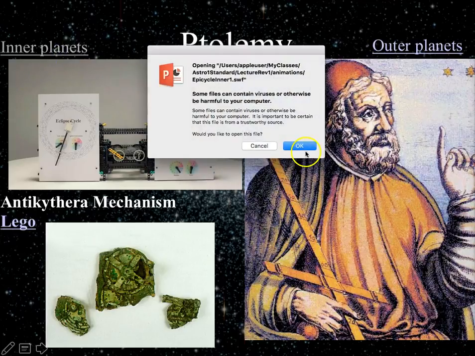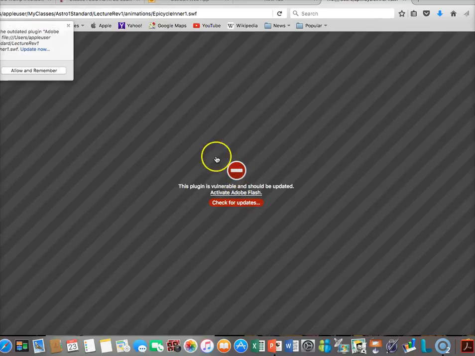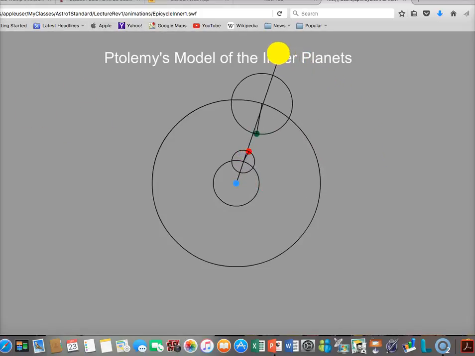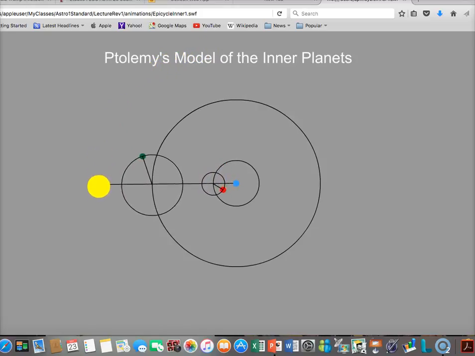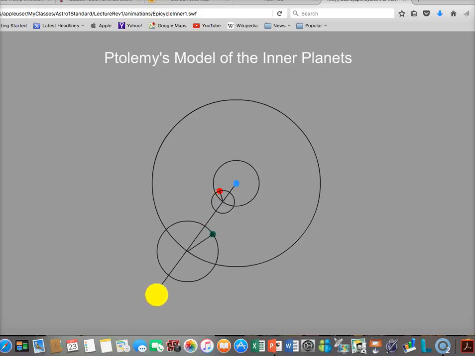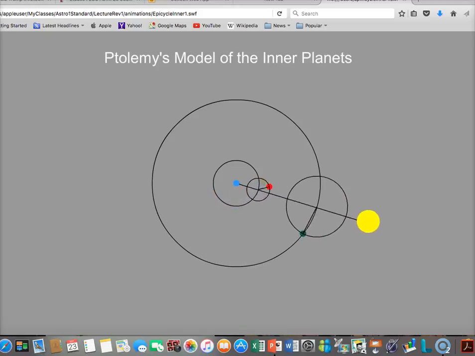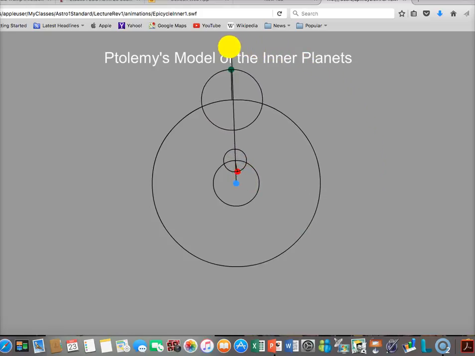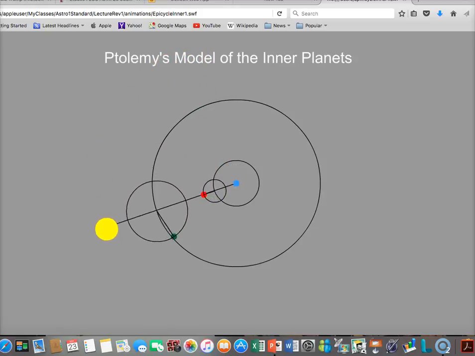Now, if I take a look at some of the inner planets, okay, so I can continue with this. This is the model of what the inner planets look like. Now, the blue dot in the center is the Earth, and so you're sitting on the Earth looking at the motions of the inner planets. The two inner planets are Mercury and Venus. Mercury is the one that's in red, and Venus is the one that's in green. The yellow orb there is obviously the sun.